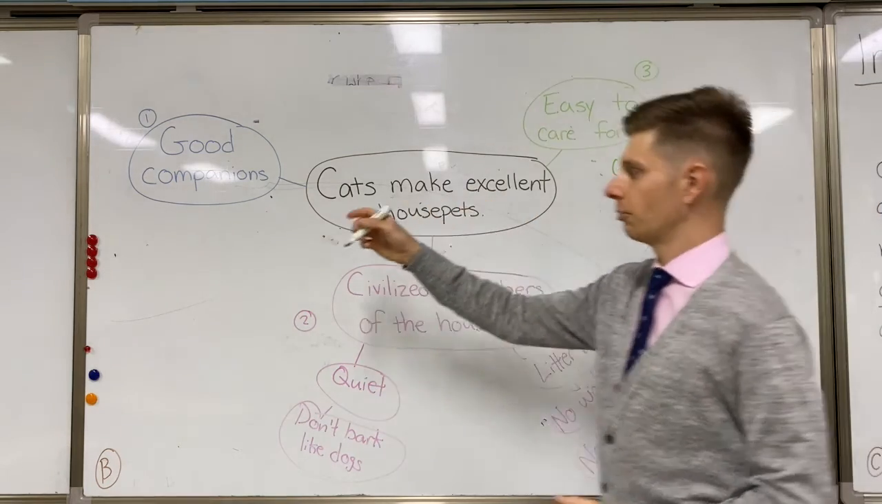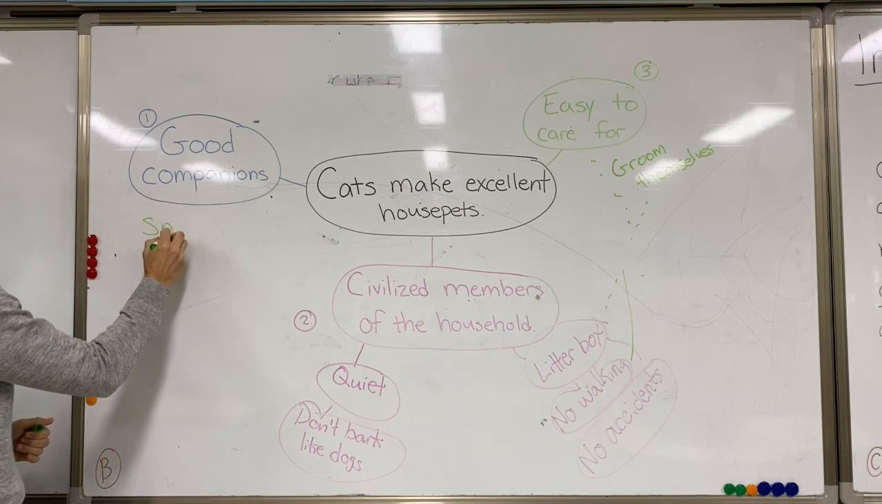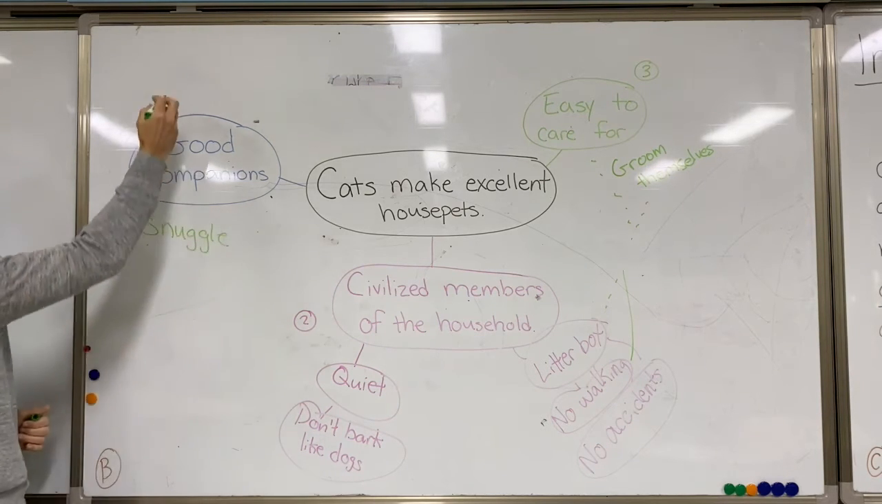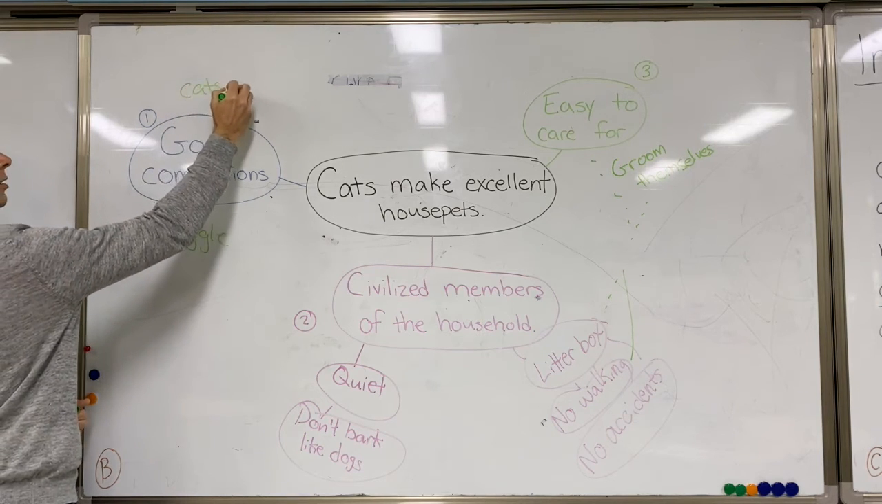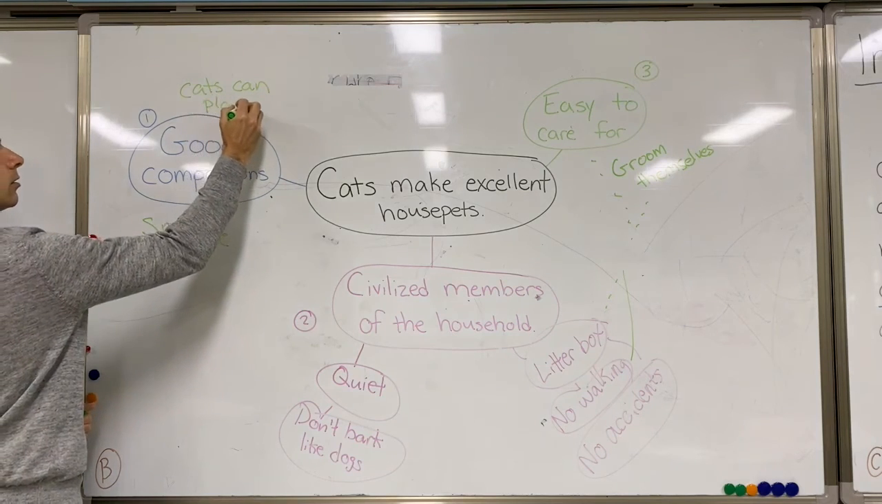And how are they good companions? Well, they like to snuggle. And sometimes you can even train them, you know? Some cats can play fetch. They like to play. Right?